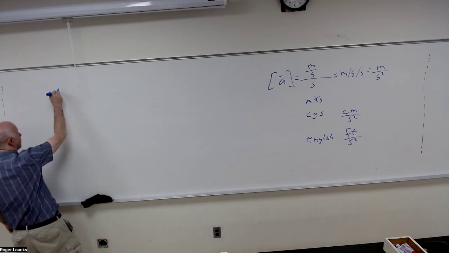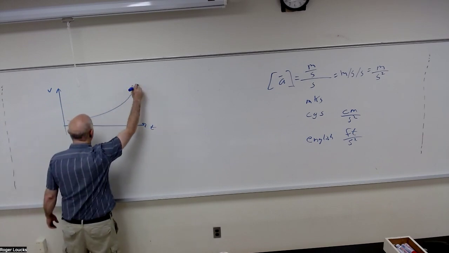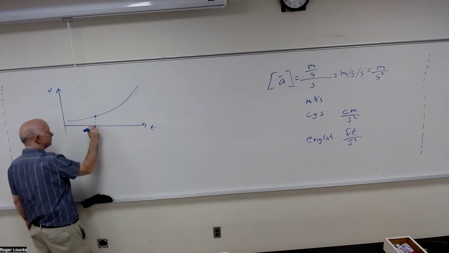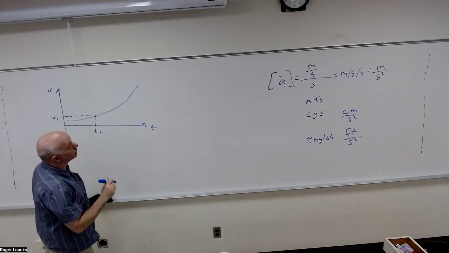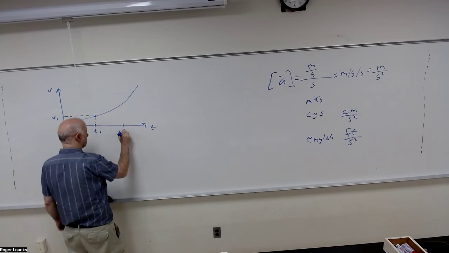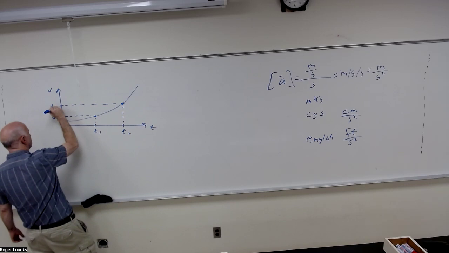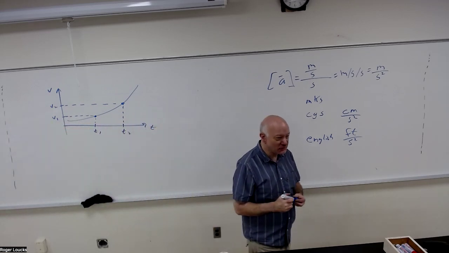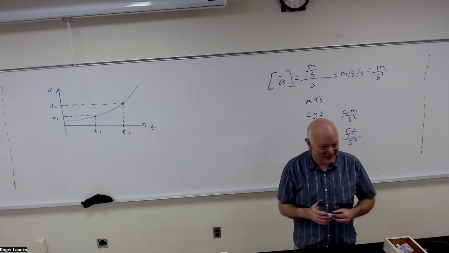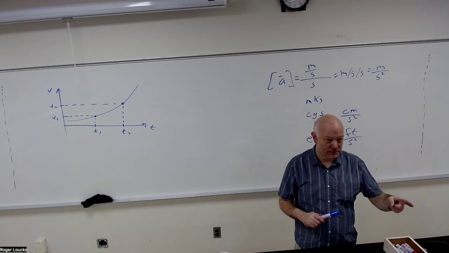Let's make a graph. Here's our axis. This is V versus T, and let's say it looks like this. And here's T1, this is V1. That's T2, and this is V2. Graphically, tell me, what is the average acceleration graphically? Slope of the tangent. Change the one word there. The slope of the secant.